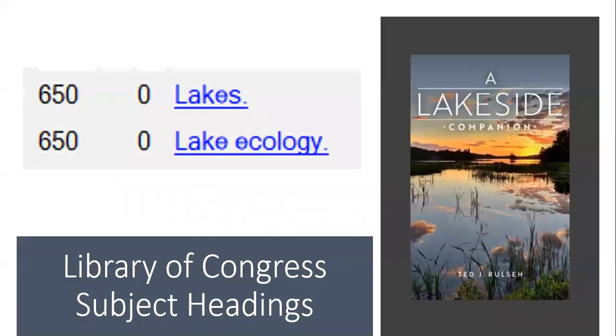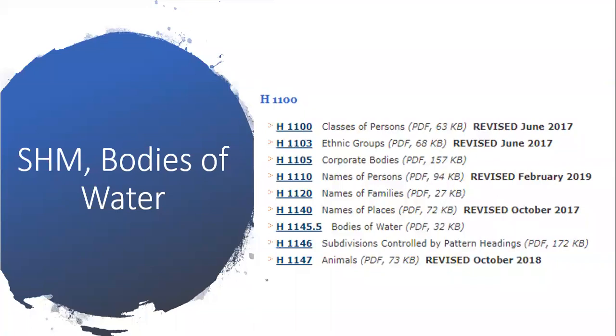So let's see what the catalog did. So the catalog gave the subject headings as lakes and lake ecology. So we're good with that. You don't have to have 5 or more subject headings for every item that you catalog. 2 is okay. All right, so we're also going to look at the subject heading manual.